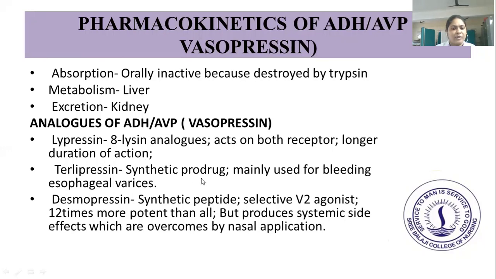Terlipressin is a synthetic prodrug mainly used for bleeding esophageal varices, that is, the dilation of the veins. Desmopressin is a synthetic peptide, a selective V2 agonist, 12 times more potent than the other drugs, but it produces systemic side effects, which are overcome by nasal application. Mostly desmopressin is used for diabetes insipidus patients.